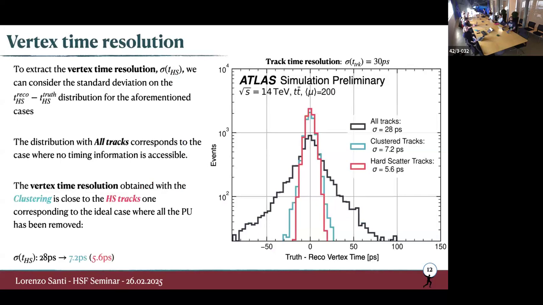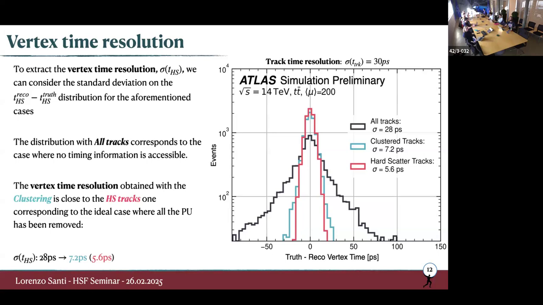So in terms of vertex time resolution, in this case, we associate the time to the tracks with a very simple truth association, and then we apply a smearing to emulate the track time smearing. Then we compute the time of the vertex as the weighted average of the track time associated to the vertex.